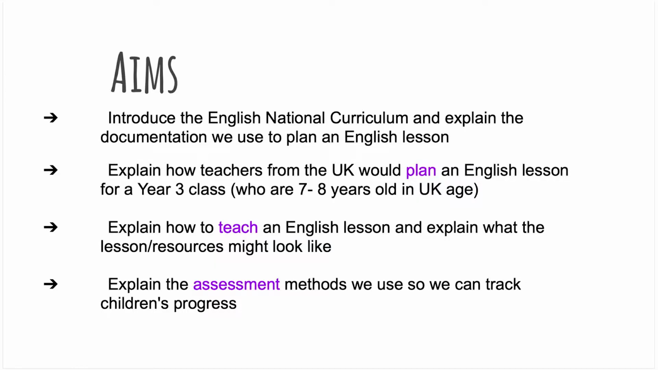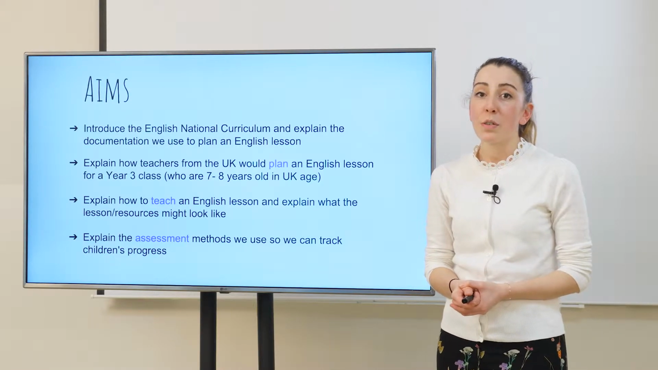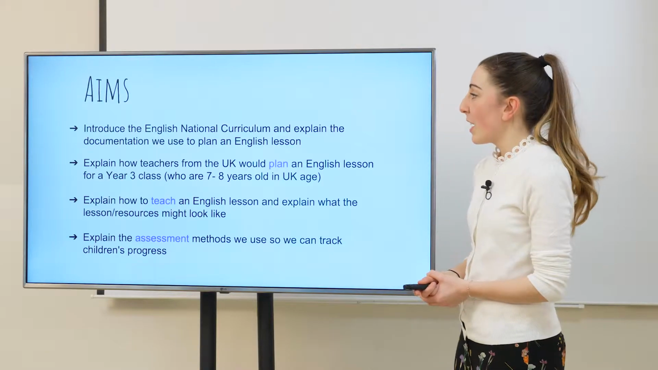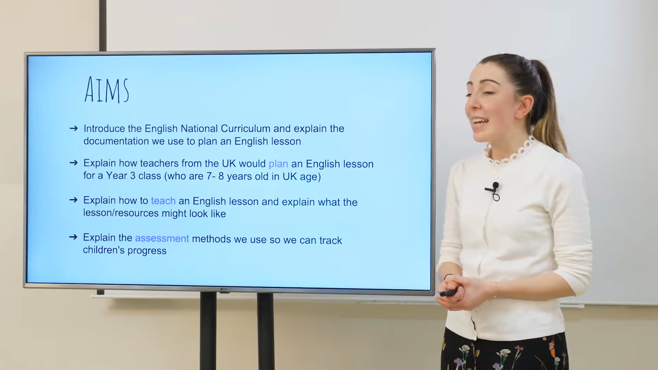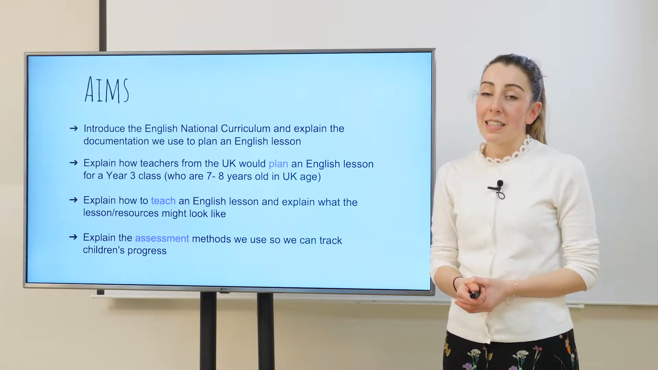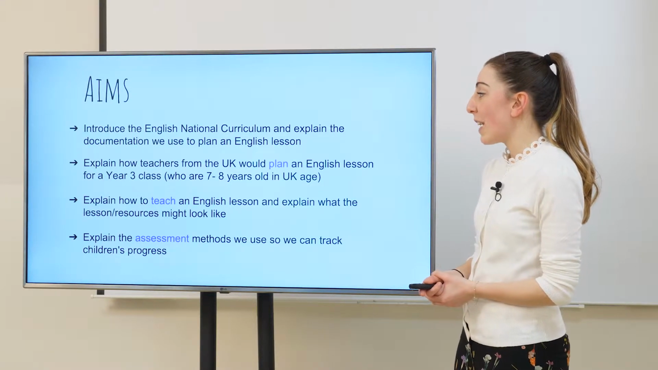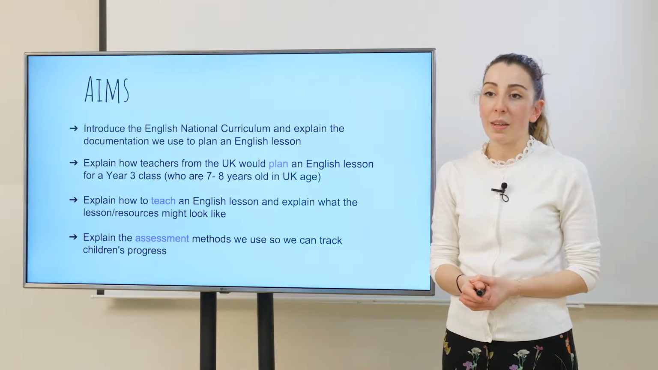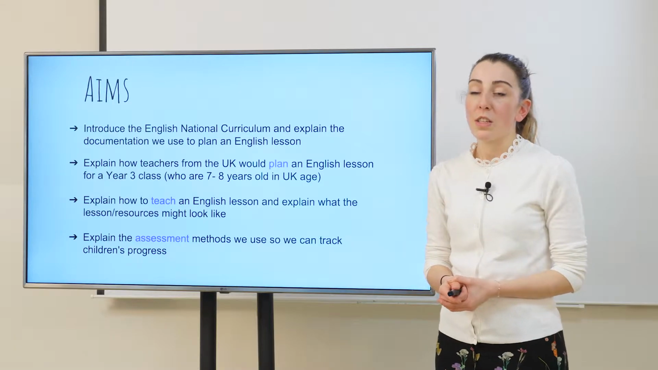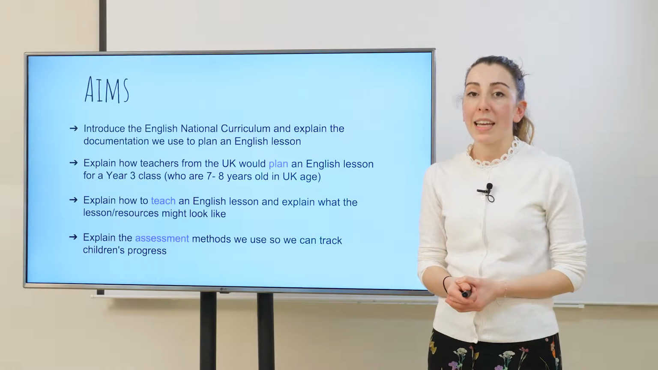My aims of this session are to introduce the English National Curriculum and explain the documentation we would use to plan an English lesson. The National Curriculum is a very important document. The next thing I will be doing is explaining how teachers from the UK would plan an English lesson for a Year 3 class. They would be 6 to 7 or 7 to 8 years old in the UK. Then I will be explaining how to teach an English lesson and what the lesson and the resources might look like. And then lastly, I'll be teaching you how to assess children using the UK system and approach, and we'll be tracking children's progress.